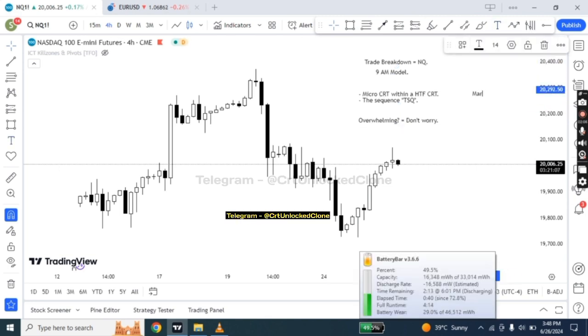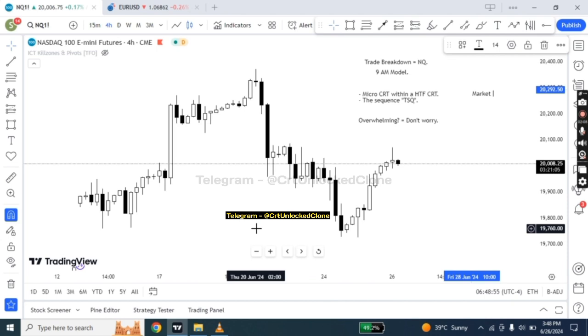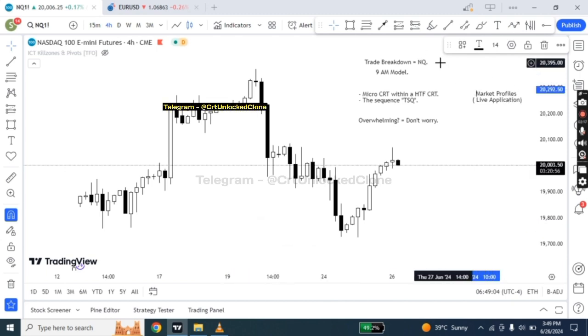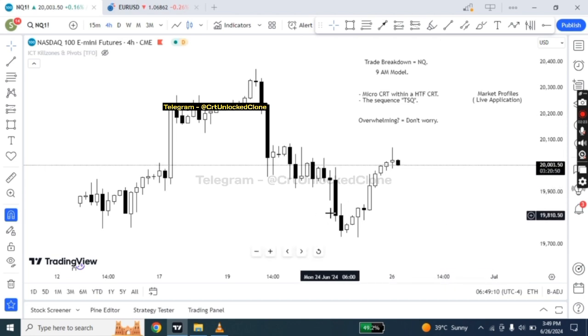Now, first of all, I'm going to make sure that I integrate and explain this trade breakdown in terms of market profiles too, that were discussed in chapter 1, so that you can actually see how you can apply the knowledge that was given to you in chapter 1 and use it in the live markets and take trades based off of that, right?